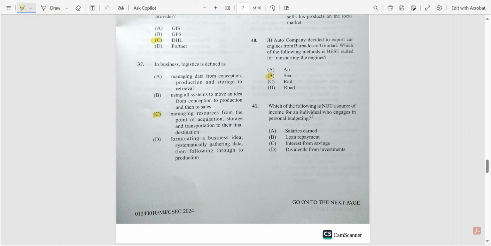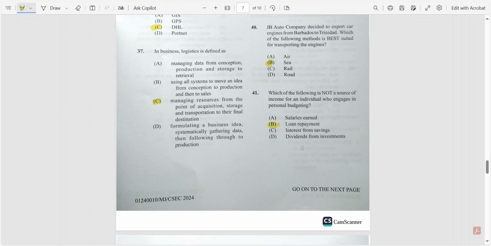Which of the following is not a source of income for an individual who engages in personal budgeting? Salaries earned, loan repayment, interest from savings, or dividends from investments. So therefore, if we're going to be repaying a loan, that is not money coming in, that is money going out, so it cannot be an income.